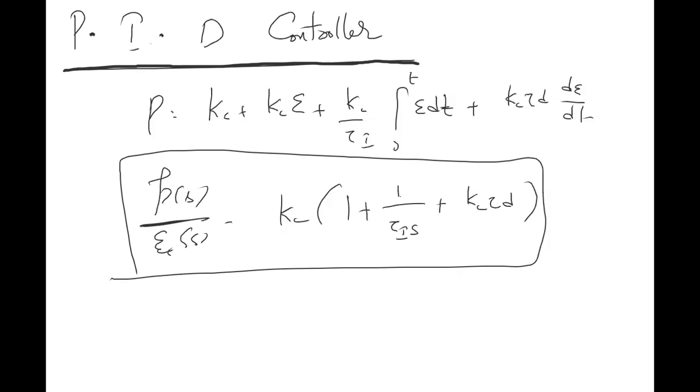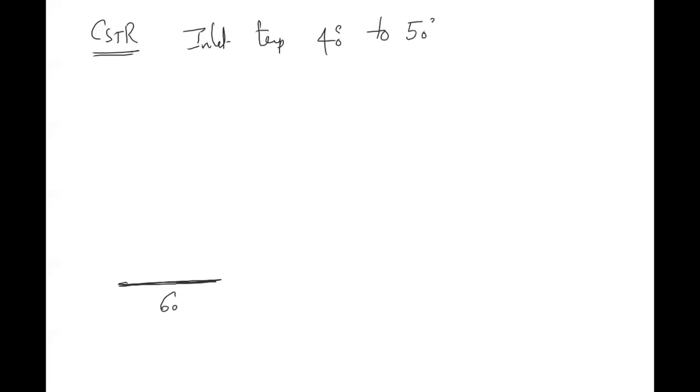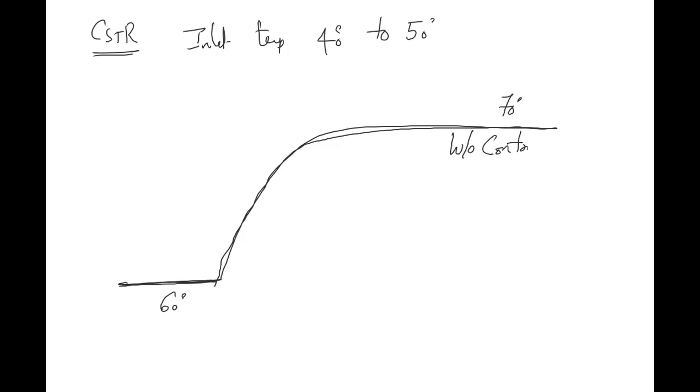Now let's see all the responses at one go. Suppose in the CSTR case, the inlet temperature goes from 40 degrees to 50 degrees, then let's say 60 degrees will become 70 degrees. This is for which controller? This is without control, no control action.